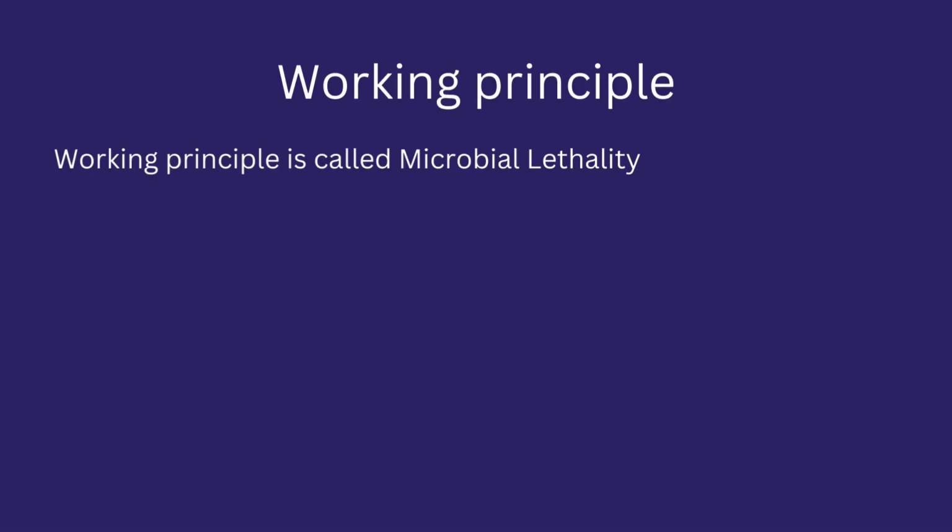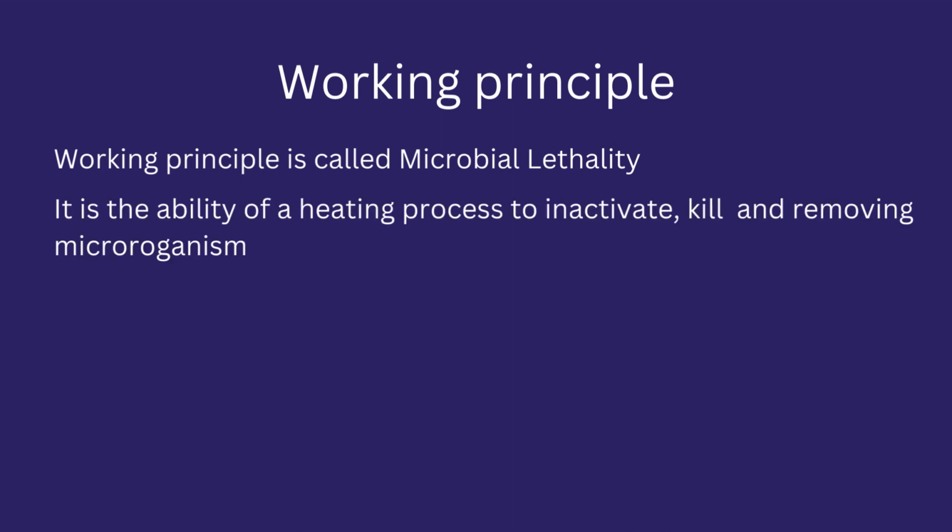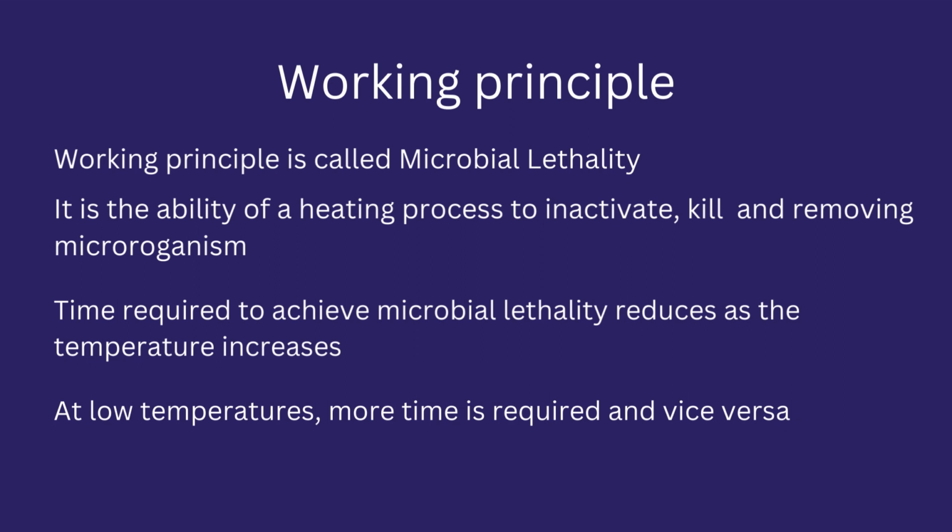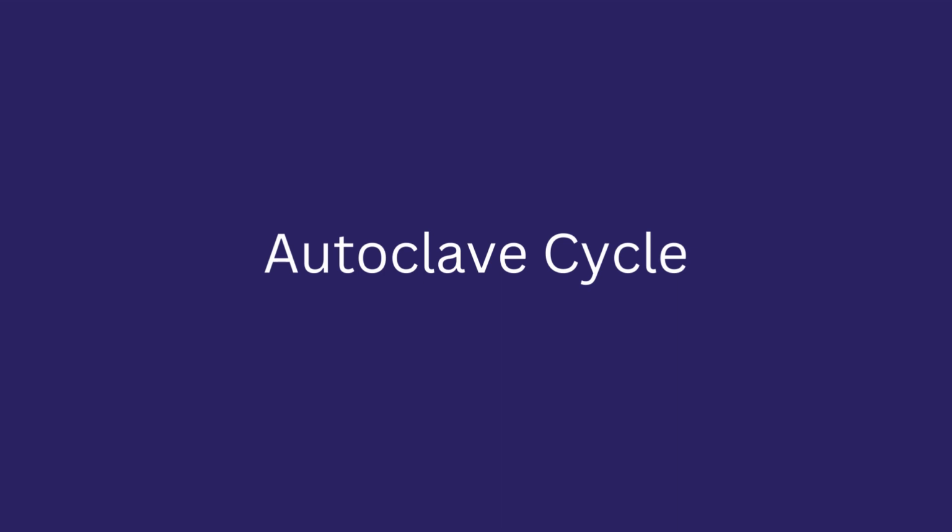Working principle. Let's discuss the working principle of the autoclave and see how it works. The working of an autoclave is based on microbial lethality. It is a term used to represent the ability of steam to kill, inactivate, remove, and destroy microorganisms. The steam's ability to achieve microbial lethality is highly dependent on the time during which steam is applied. If high temperature is applied, then it will reduce the time of application. However, if lower temperature is applied, it would have to increase the time of application of steam to achieve the steam lethality.